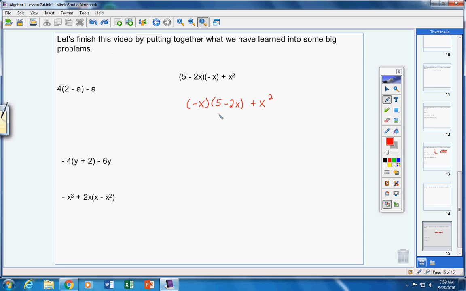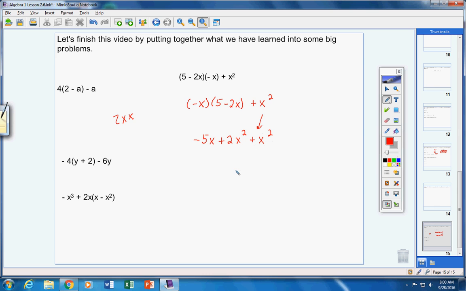And here we go. Now watch your signs, be careful. Negative times a positive is negative. X times 5 is 5x. Negative times a negative is positive. X times 2x would be 2xx, which is 2x squared. Then bring down your positive x squared.